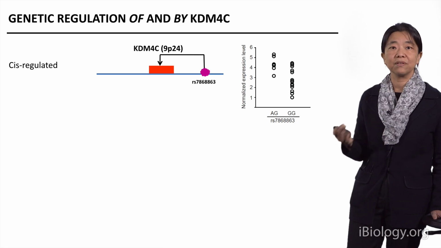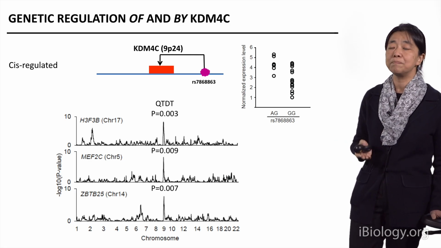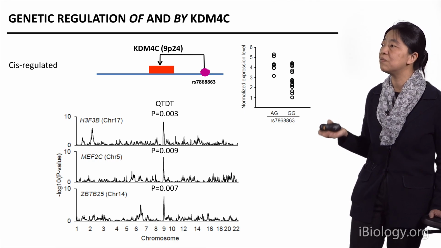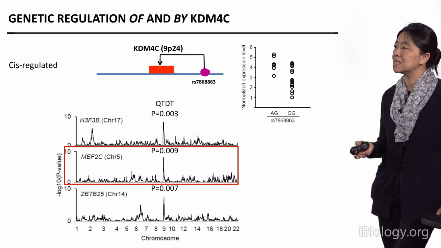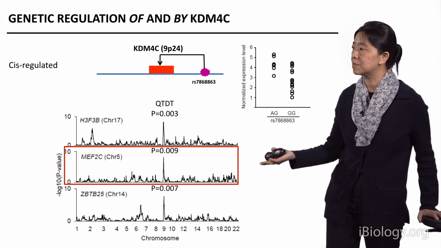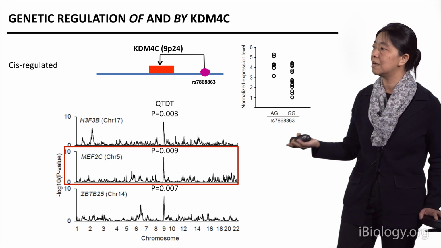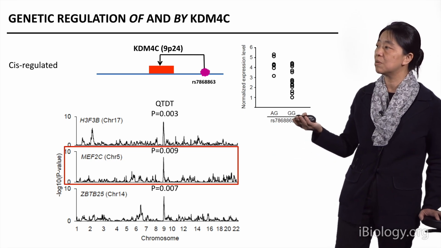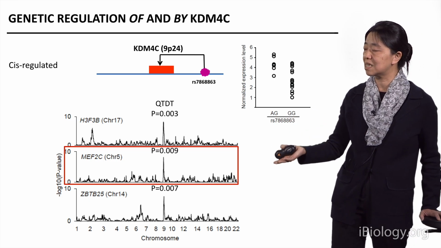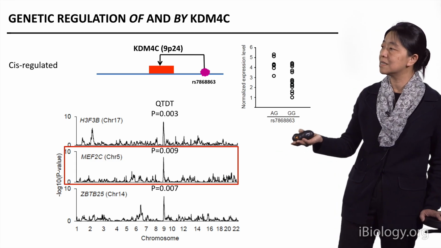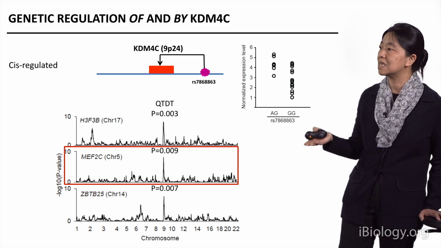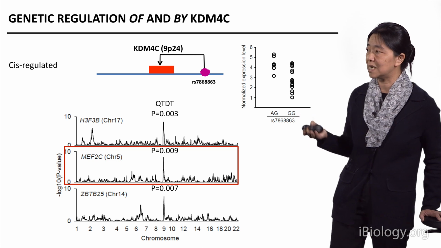So we looked at the rest of our genetic mapping results and found that many of the linkage peaks are actually on chromosome 9, right over the KDM4C gene itself. So for example, one example is MAF2C. MAF2C is a gene on chromosome 6, and the linkage peak is mapping to chromosome 9, suggesting that KDM4C is what regulates the expression level of MAF2C. And by the association method, we were able to narrow and confirm that indeed MAF2C is regulated by KDM4C.